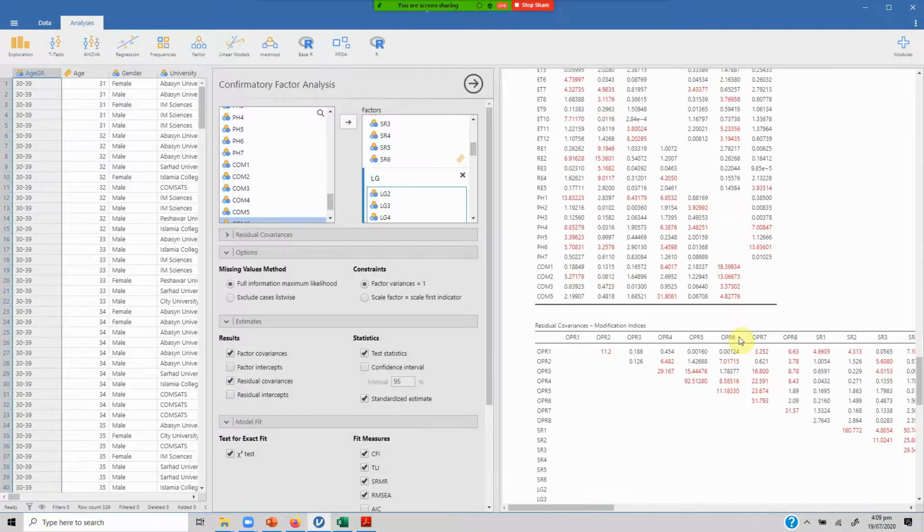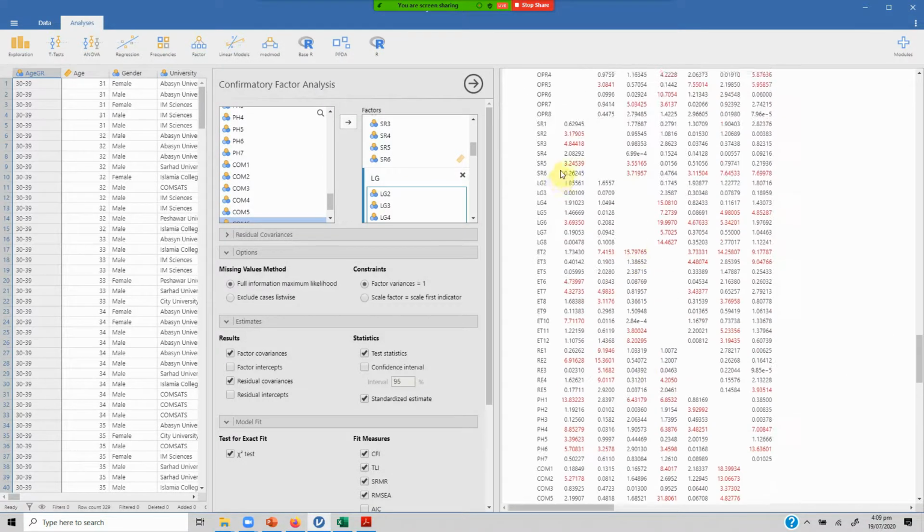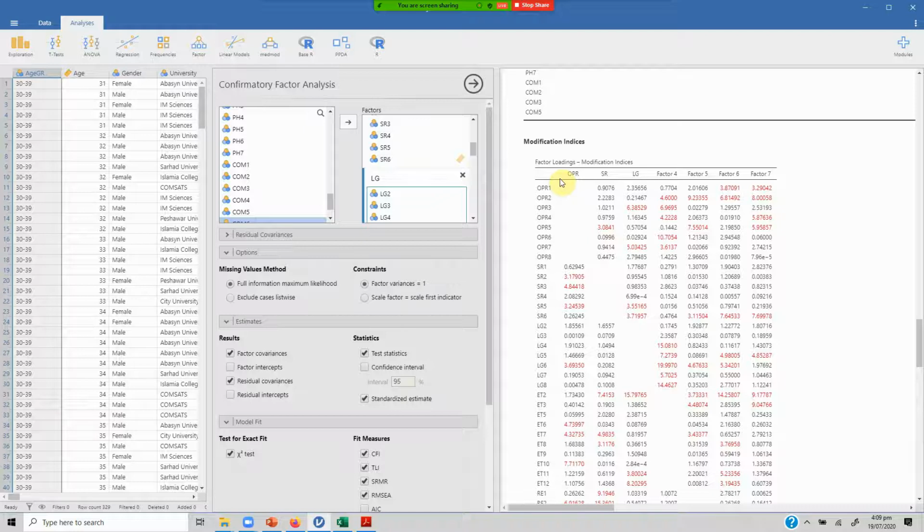Okay, and you cannot covary items from one scale or one dimension to items of the other dimension. That is wrong. You can only use modification indices to covary items from a similar construct. You cannot covary one item, for example SR1 with OPR1. You can only covary SR2 with SR3.